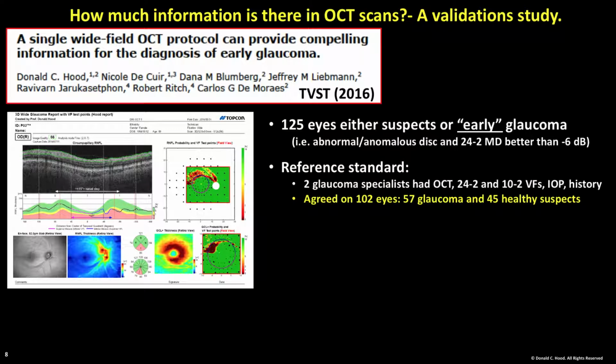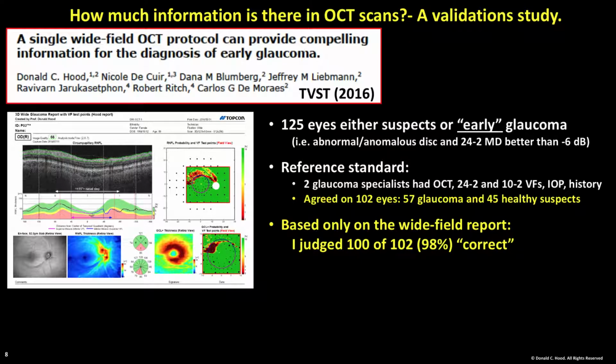To create a reference standard, since there's no gold standard for glaucoma, we had 2 glaucoma specialists who were not involved in the care of these patients. And these two specialists had all the available information we had. They had the OCT reports, they had the 24-2 and 10-2 visual fields, IOP, corneal thickness, history, etc. They agreed on 102 eyes, calling 57 of them glaucomatous and 45 healthy suspects.